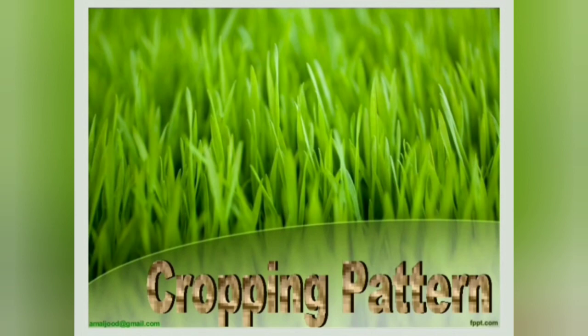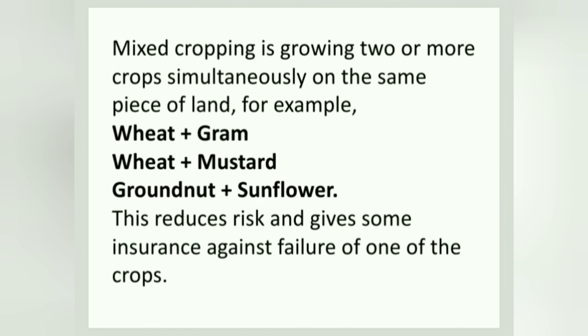Now let us see the different cropping patterns. The first one is mixed cropping. So what is mixed cropping? Growing two or more crops simultaneously on the same piece of land is called mixed cropping. I have given the crop combinations here: wheat and gram crop, wheat crop and mustard crop, groundnut crop and sunflower crop. So these will mutually help each other, and it reduces the risk, and it also reduces the crop failure.